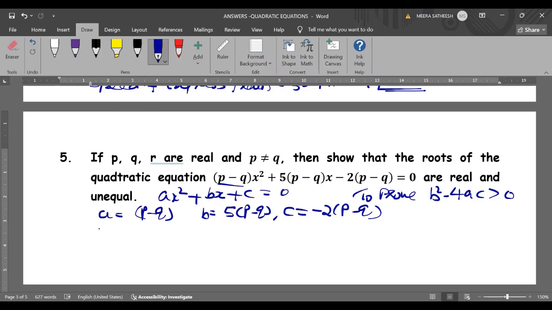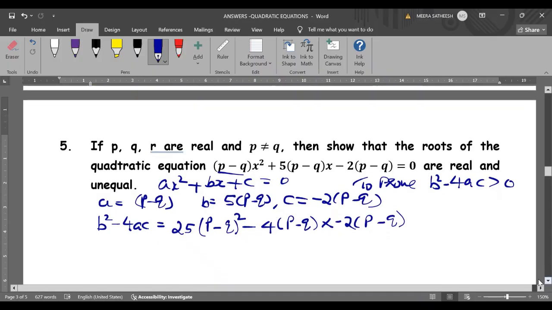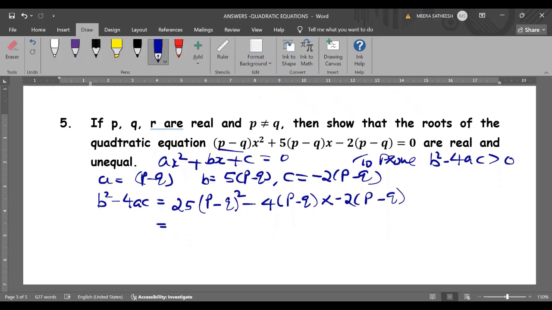Now let us find b square minus 4ac. b square, 5 into p minus q whole square. So 5 square, which is 25, p minus q the whole square, but b square minus 4ac, so minus 4 into a which is p minus q, into c, minus 2 into p minus q. So simplifying, here this p minus q whole square, don't open it, keep it as p minus q whole square itself. Here minus 4, here minus 2, so this will become plus 8 times p minus q into p minus q, which will be p minus q whole square. That's why I told no need to open here. Now we can add, they are like terms. 25 plus 8, 33 into p minus q whole square.